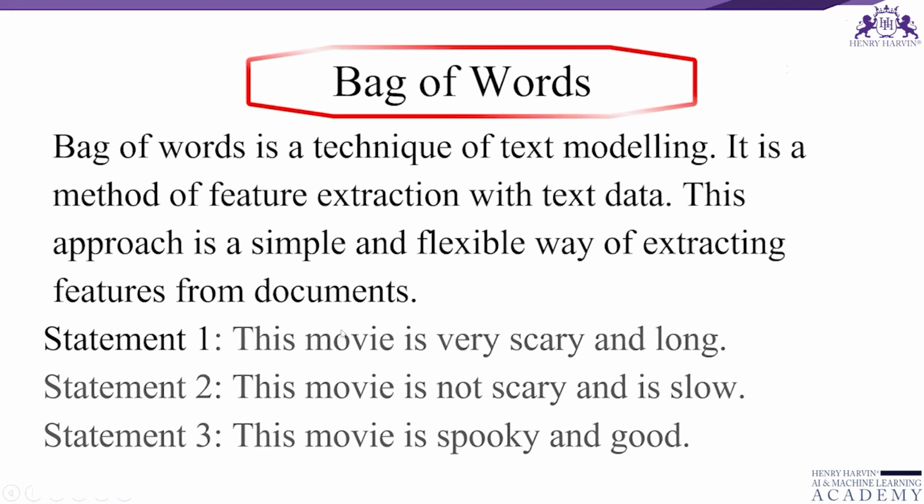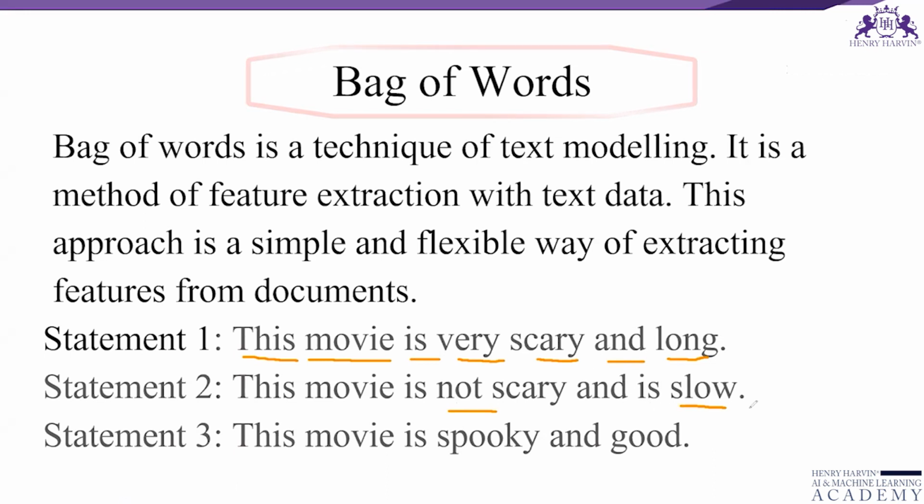So what will happen is, first a vocabulary will be created for the unique words. So what will the vocabulary consist of? That could be: this, movie, is, very, scary. Let me underline all those vocabulary words now. 1, 2, 3, 4, 5, 6, 7, right? And 9. And scary is already there, and is there, is there, maybe slow, and then this is there, movie is there, is there, spooky, right?